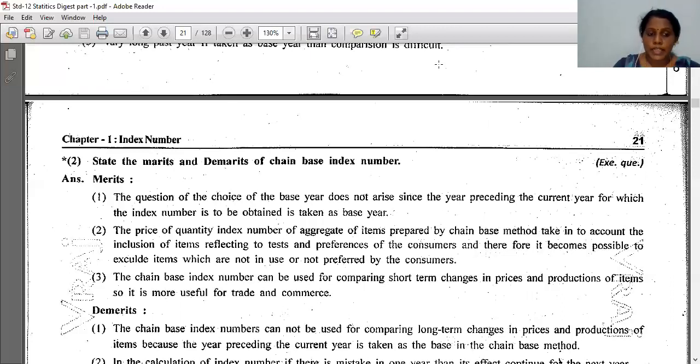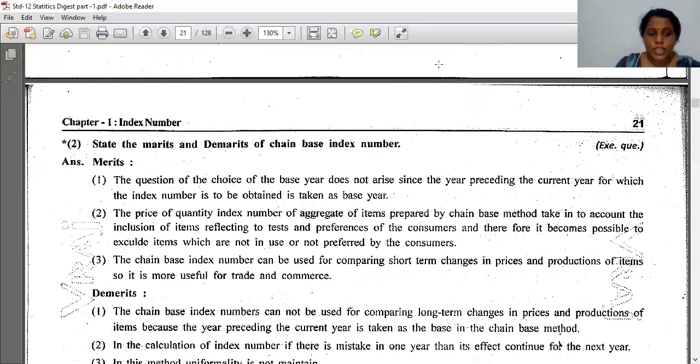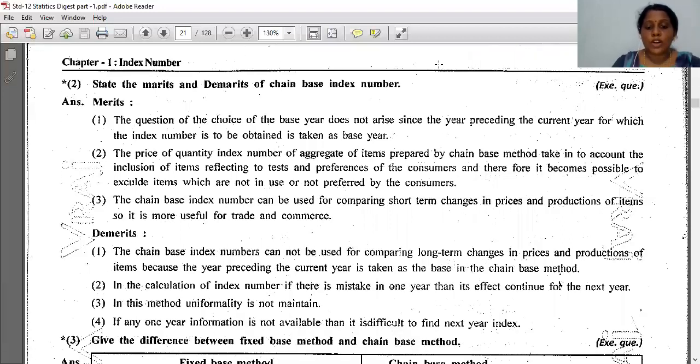Now, demerits. The chain-based index numbers cannot be used for comparing long-term changes. Chain-based cannot be used for long-term changes in prices and production of items, because the year preceding the current year is taken as the base year in the chain-based method, right? So the first demerit is, the chain-based index number cannot be used for comparing long-term changes.